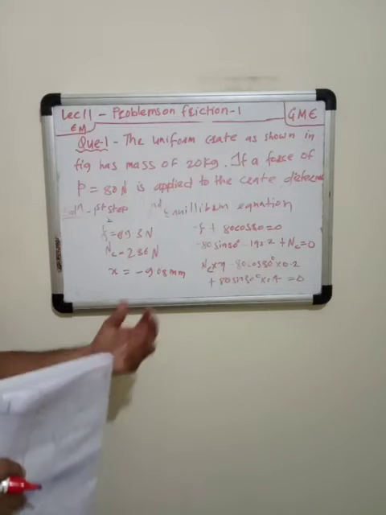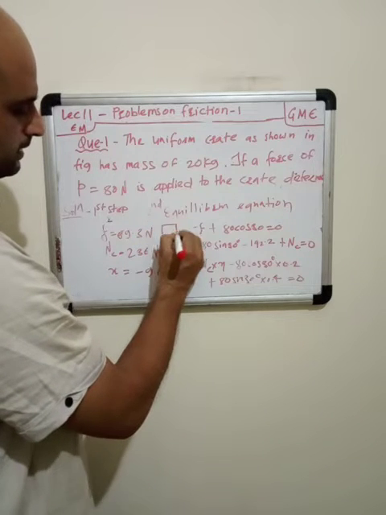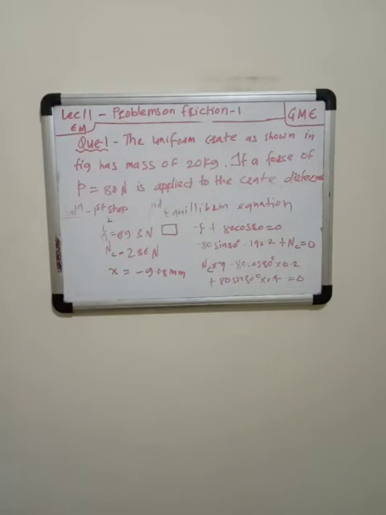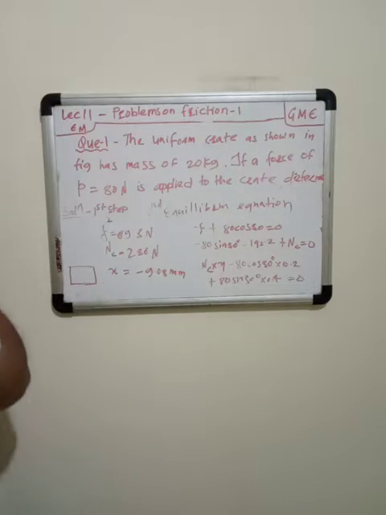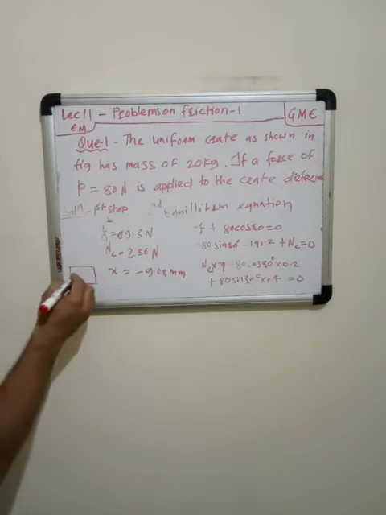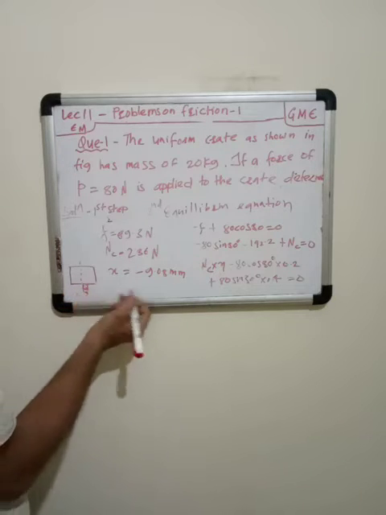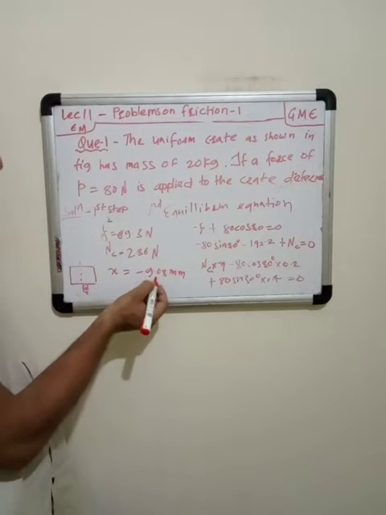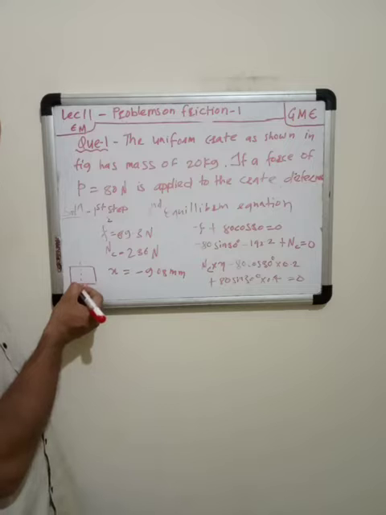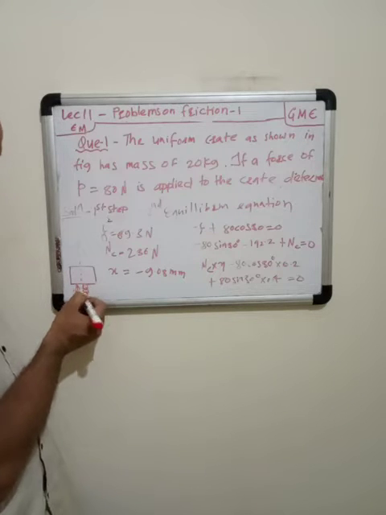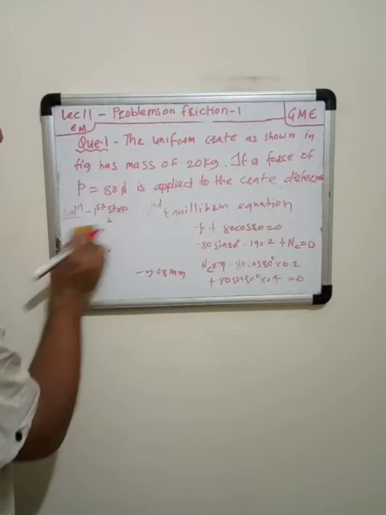What does this minus sign in the answer indicate? I'll show you once again. This is the free body diagram of the block of weight 20 kg, right? This is the center line. I have made the distance x this side, but the value of x is coming minus 9.08, right? Minus means it will go this side. It means that NC is not acting at this point, but at this point this normal is acting. So you have to change the direction because of this minus sign.